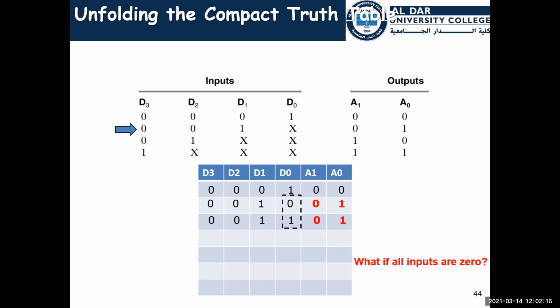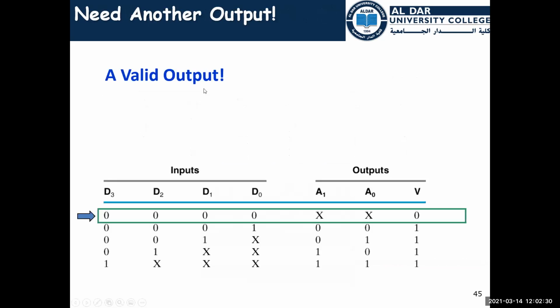What if all inputs are 0? This way, I have to solve the problem using another output. This output is called the valid output. I have to check the validity of the output.